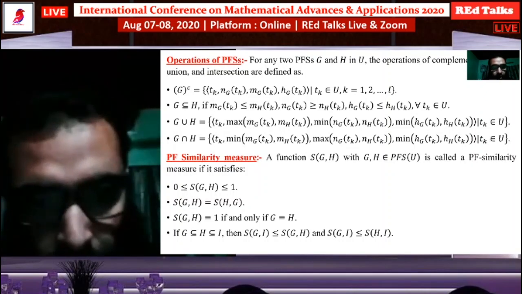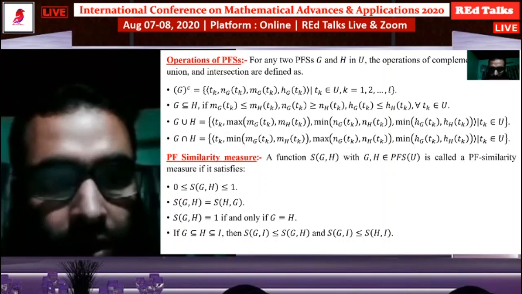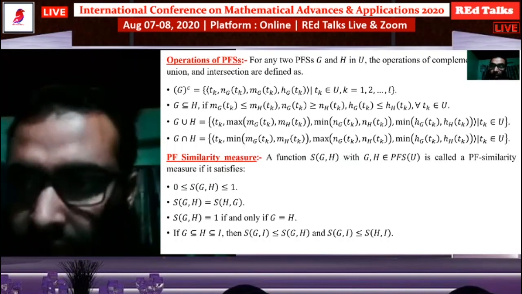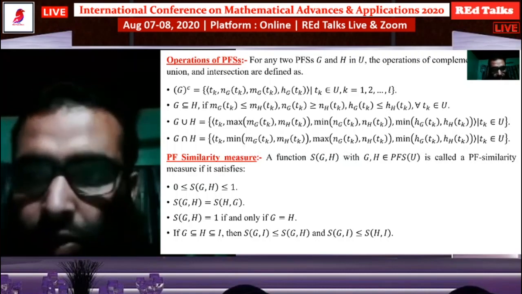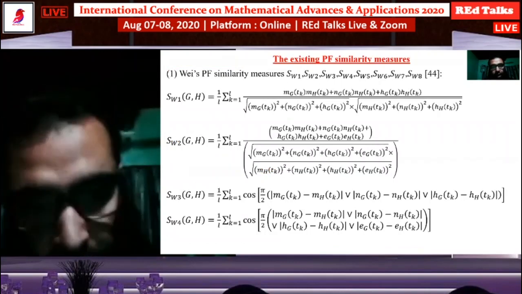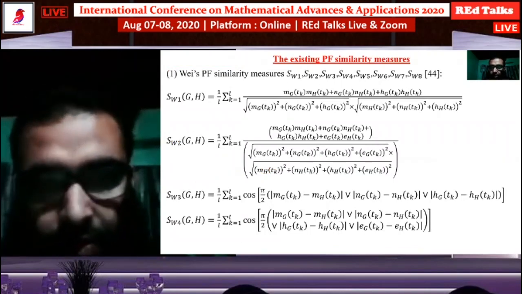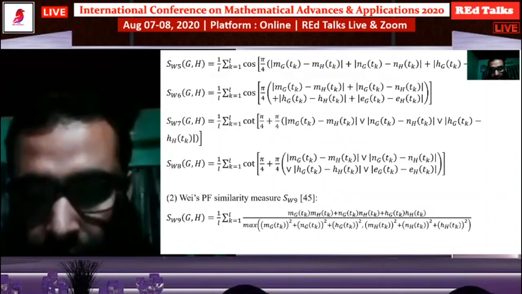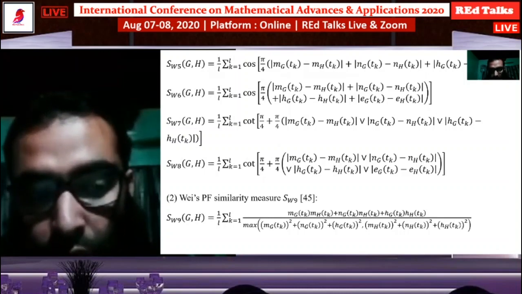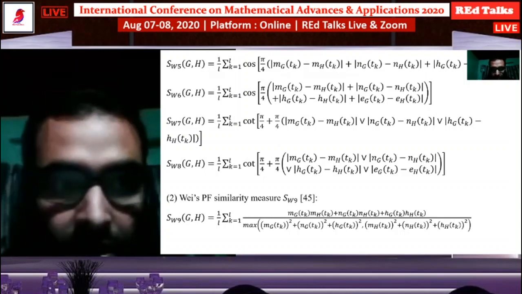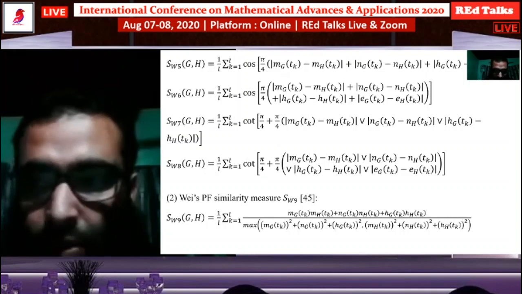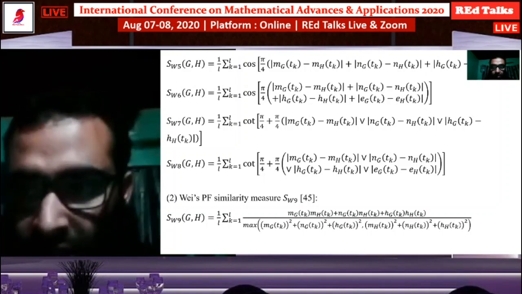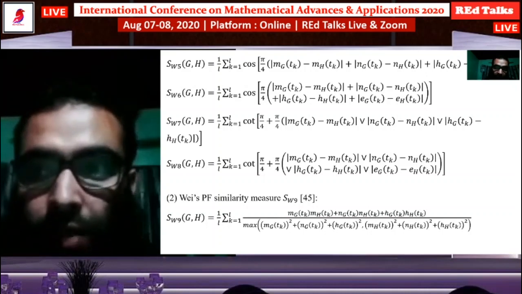So before coming to the main topic, we want to know what a picture fuzzy similarity measure is. It is basically a function S of G and H, where G and H are 2 picture fuzzy sets in PFS of U, the set of all picture fuzzy sets on the universe of discourse U, such that it should have these 4 properties. These are some existing picture fuzzy similarity measures which were introduced by various authors from time to time. I want to focus here on SW9. These are all introduced by GWV, but in SW9 there are only 3 parameters, that is membership, non-membership, and neutrality, but the degree of refusal is missing here.